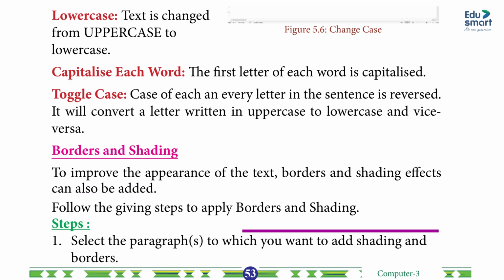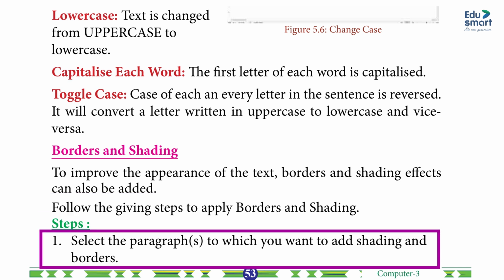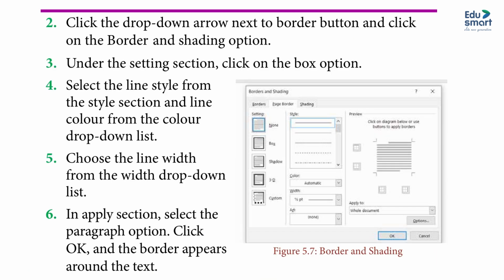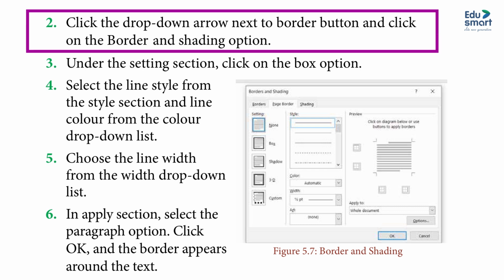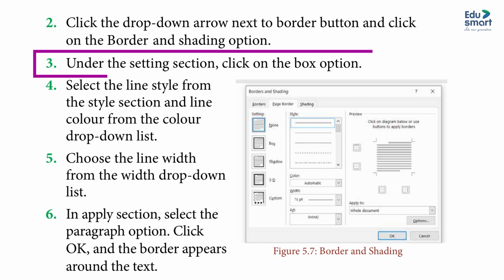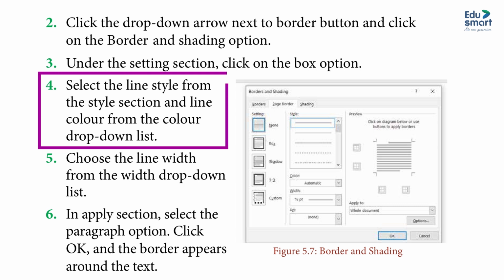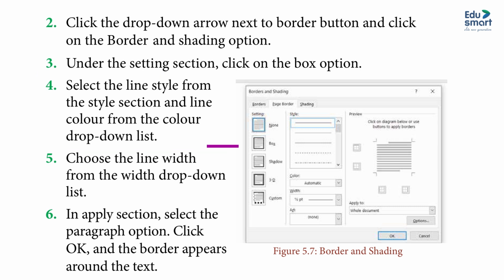Steps. 1. Select the paragraphs to which you want to add shading and borders. 2. Click the drop-down arrow next to the border button and click on the border and shading options. 3. Under the settings section, click on the box option. 4. Select the line style from the style section and line color from the color drop-down list.